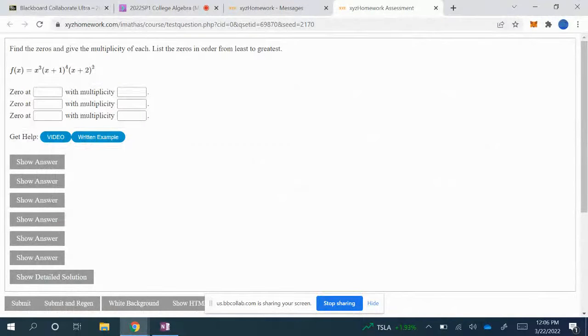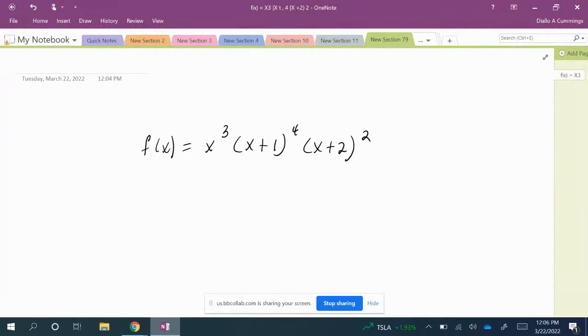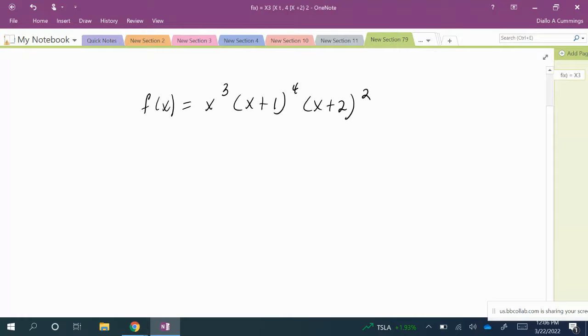In this example, we're asked to find the zeros and give the multiplicity of each, and we're asked to list the zeros in order from least to the greatest. So here we have x cubed times the quantity x plus 1 to the fourth power times the quantity x plus 2 raised to the second power. We'll simply take each factor, set each factor equal to 0, and solve for x.